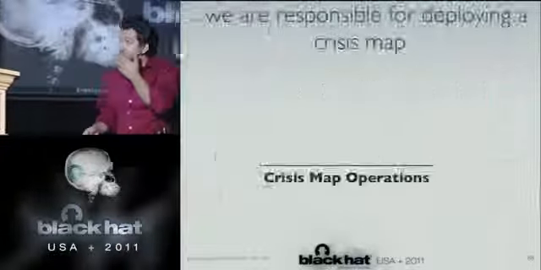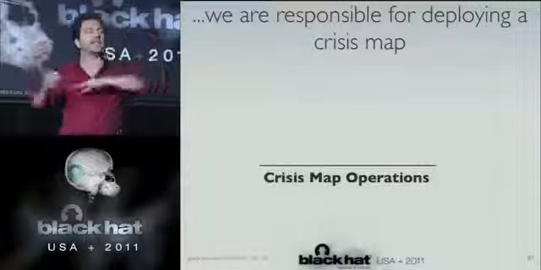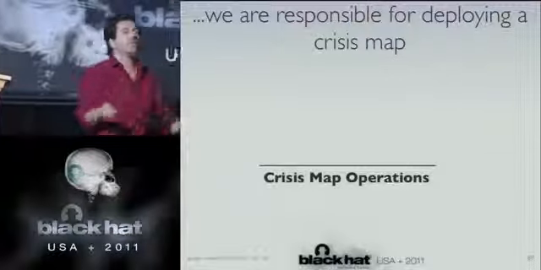All right. So now we're at the point where we know who we are. We're some group that's ideally less likely to be attacked. Now we have to deal with deploying a crisis map. So the question is, what is a crisis map?